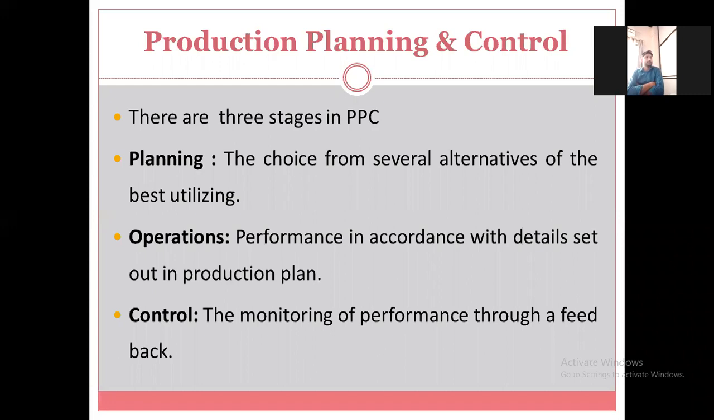Of the best utilizing. The choice from several alternatives of the best utilizing. The second one is operations. In that you can write performance in accordance with details set out in production plan.